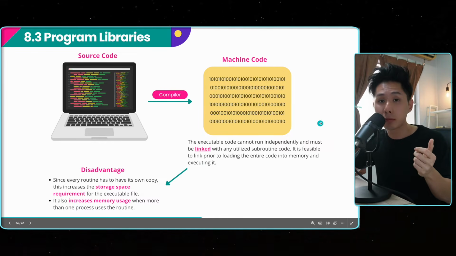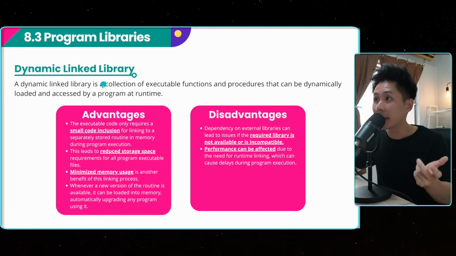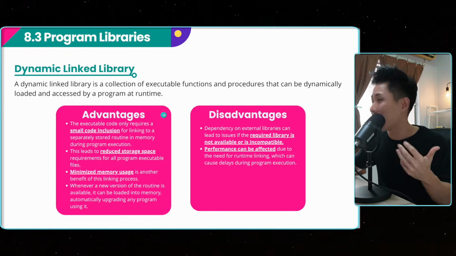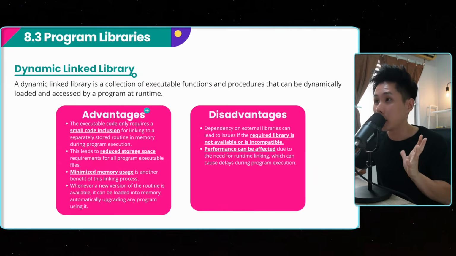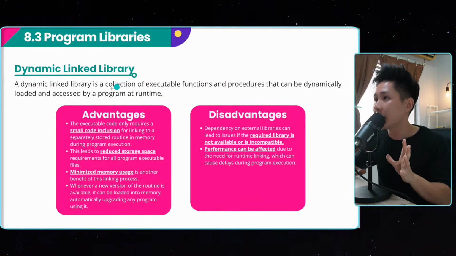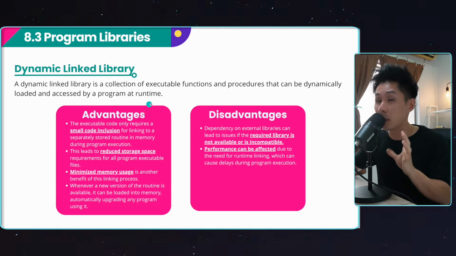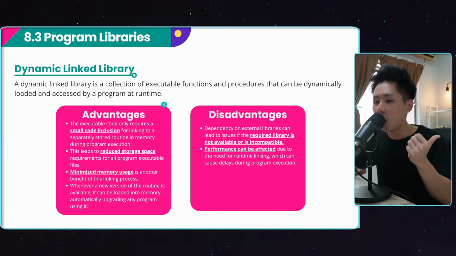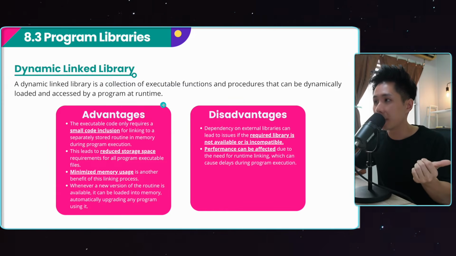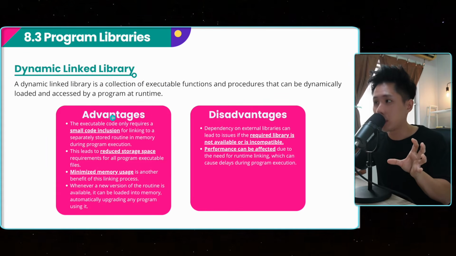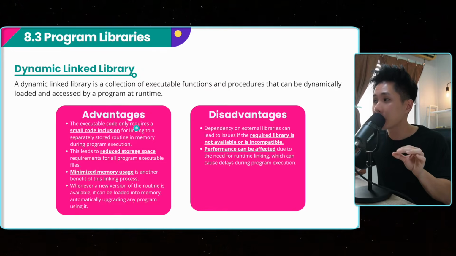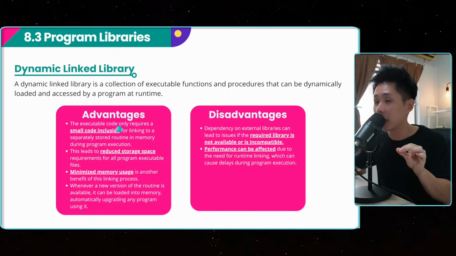Therefore, to solve this problem, a dynamic link library is introduced. There are a bunch of words here, but let me explain it clearly. It is a collection of executable functions and procedures that can be dynamically loaded and accessed by a program at runtime, meaning you don't have to copy it over. The advantage of this library is that the executable code only requires a small code inclusion.